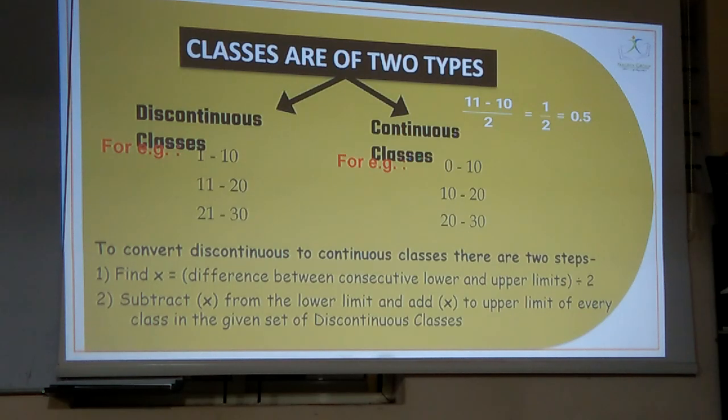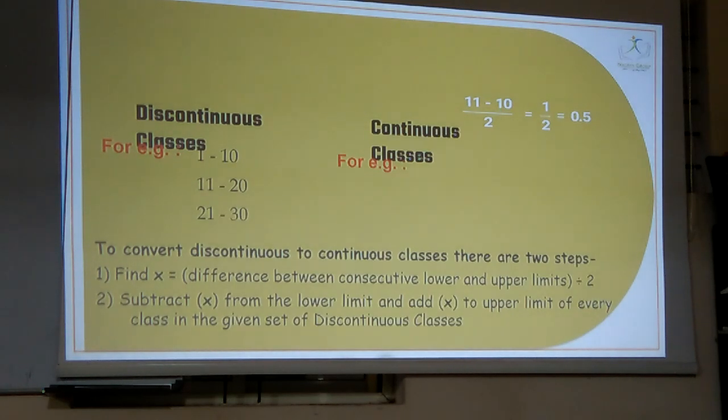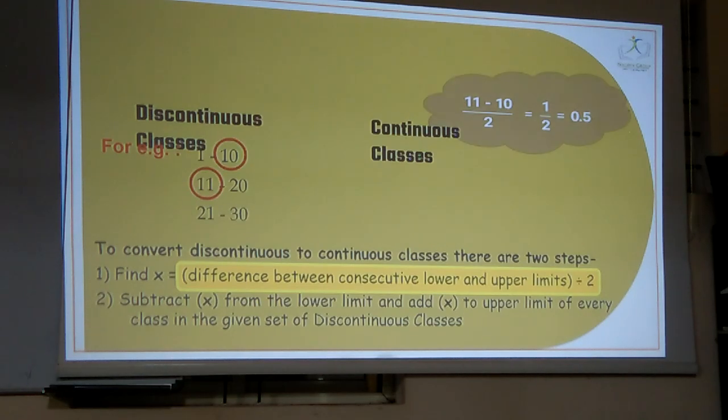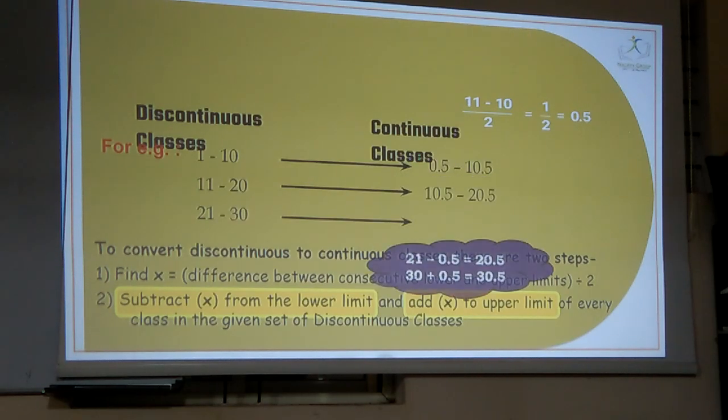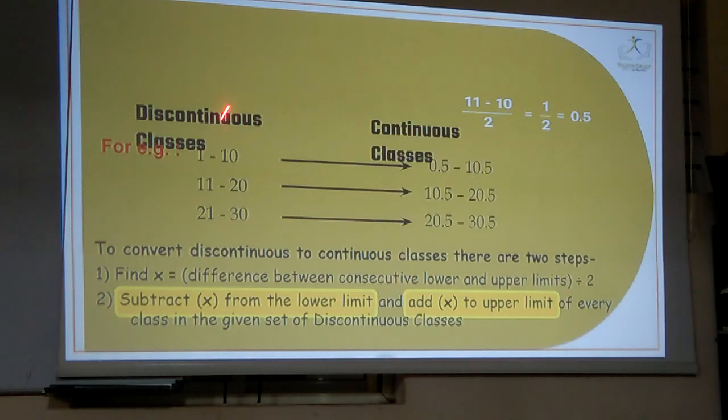So correspondingly, what happens? How will you make it continuous? You did this. Later, what is happening? Look, this is the discontinuous class being converted into a continuous class. Clear?